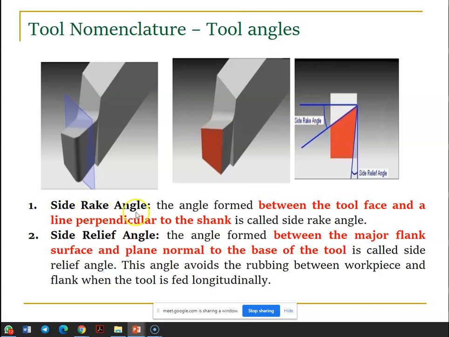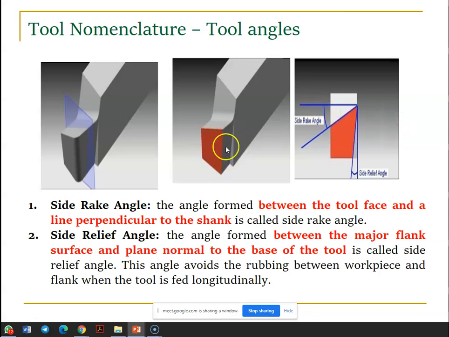So the side rake angle is the angle formed between the tool face and the line perpendicular to the shank, right? This is the shank, and I draw an imaginary perpendicular normal line to the shank. This line is the shank line, and that one is the perpendicular normal line. So the angle formed between the face of the tool and the line perpendicular to the shank is called the side rake angle.